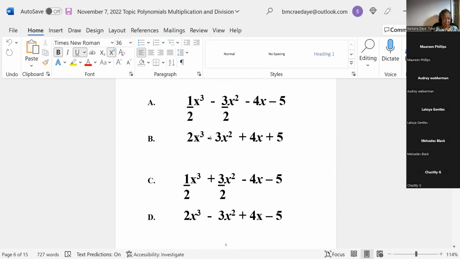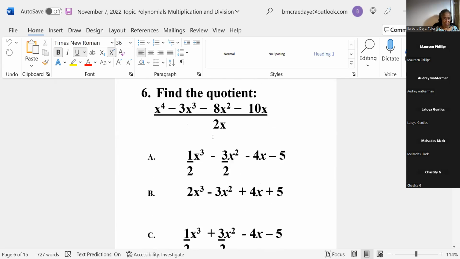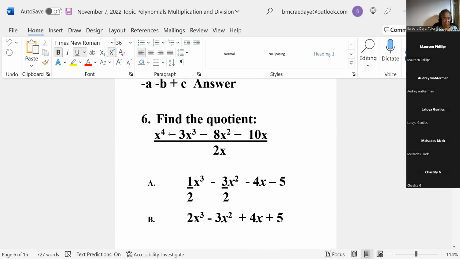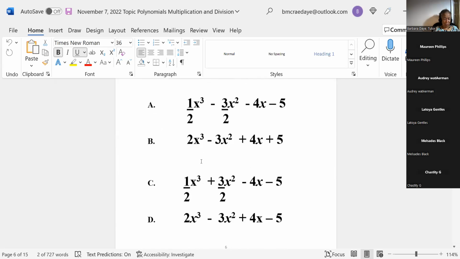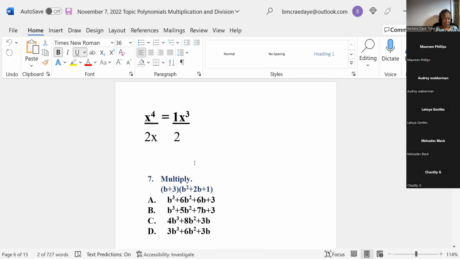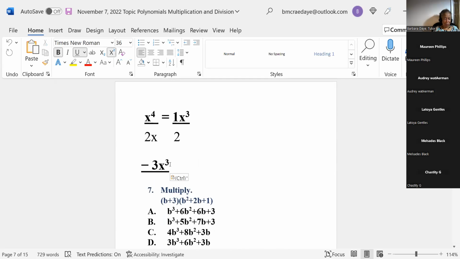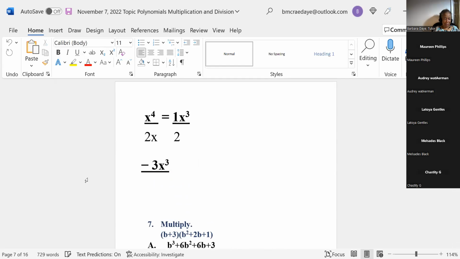Because the 2x is a positive and the 3x is a negative, you keep the sign of the negative 3x. Okay, so let's put negative 3x to the third. Again, all that's over 2x, right? Because that's your divisor.